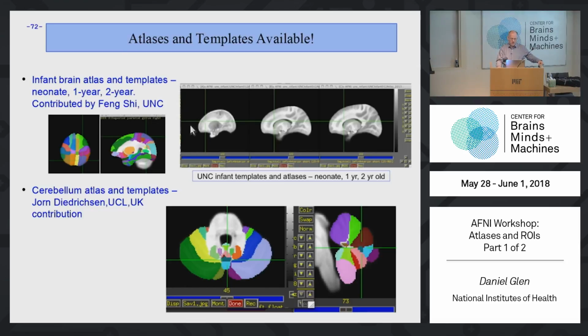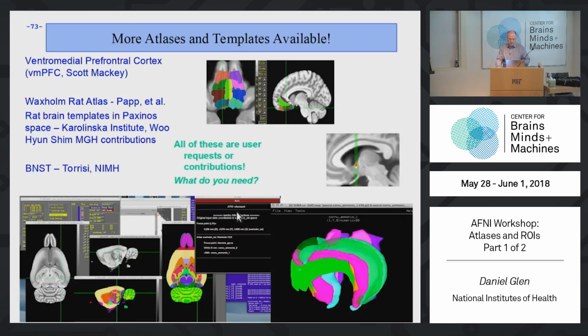So we have the infant brain atlases and templates from Feng Shi at UNC. So the neonate, the 1 year, the 2 year brain templates, and there's a lot of other ones that go with this, and then the atlases that go with that. We have the cerebellum atlas and templates from Jorn Diedrichsen. We have Scott Mackey's ventromedial prefrontal cortex shown here.